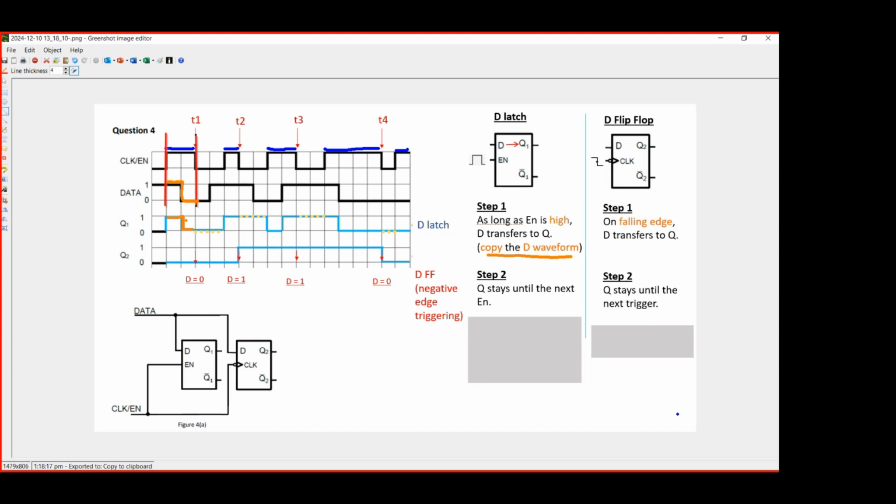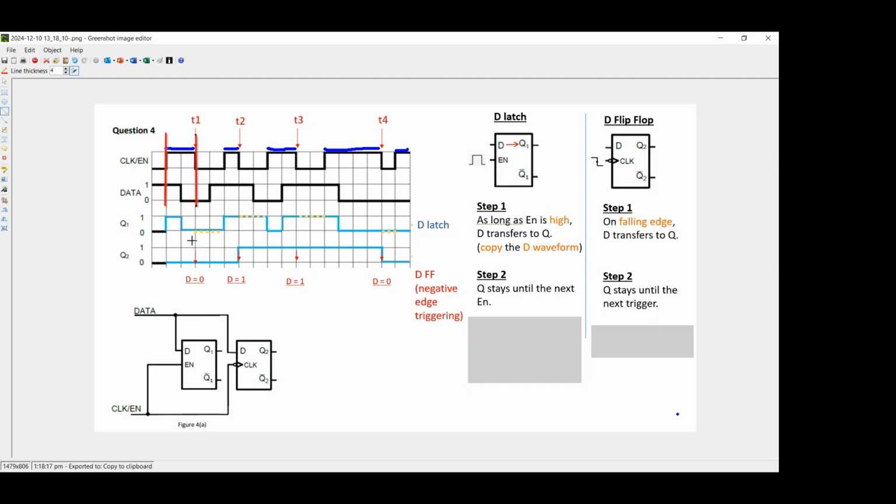So I erase the annotation. Basically, you copy this waveform to here, right? This is step one. Step one finished already. The enable switches to low, right? So what happened? Q stays until the next enable.